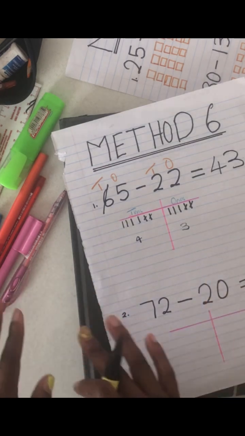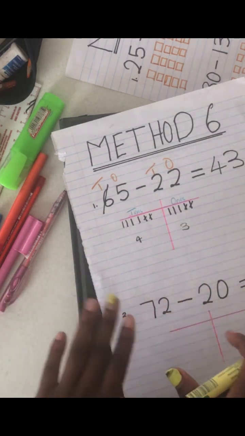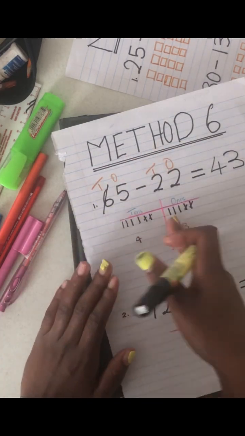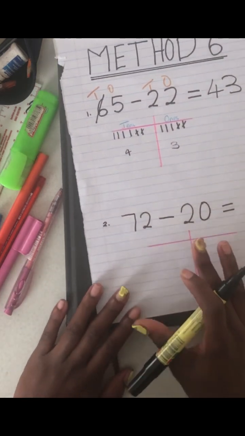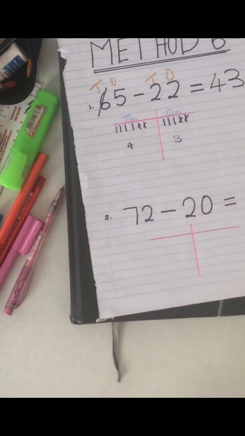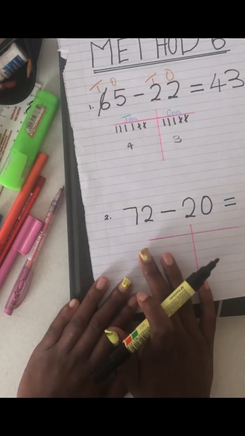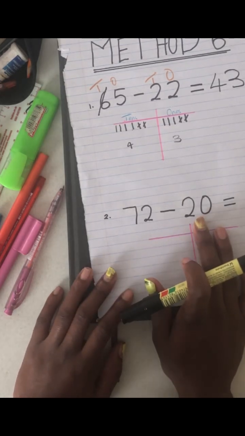Remember, we group the tens and the tens, the ones and the ones. We minus the tens from the tens. We minus ones from the ones, right? So let's make the example in case you didn't understand the first one. So the second one, it says 72 minus 20, right?